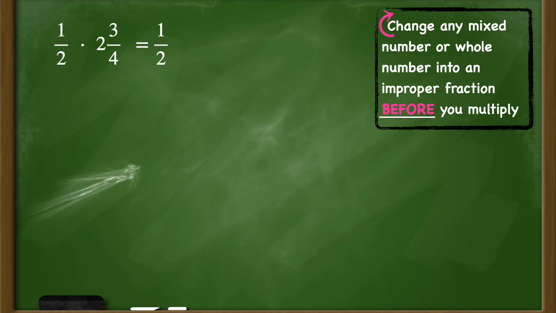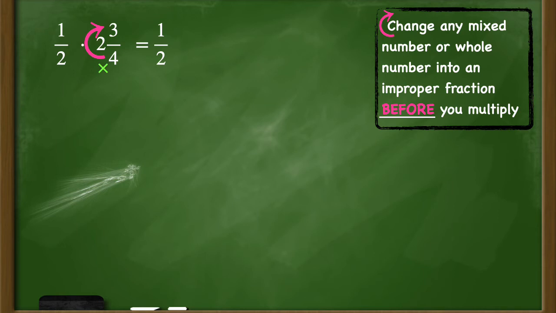Now I'm looking at my mixed number of 2 3/4. So again, I know I'm going to change it. So I'm going to put my little C there to remind me the direction of how I change that mixed number into an improper fraction.